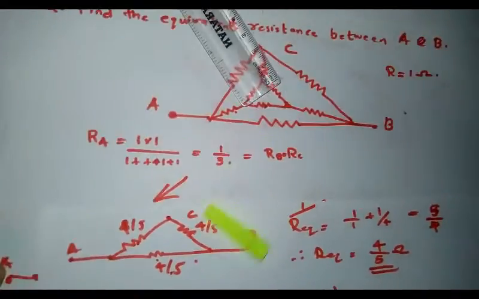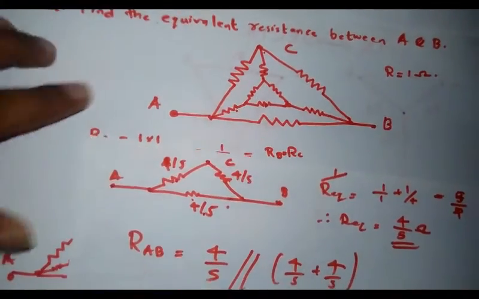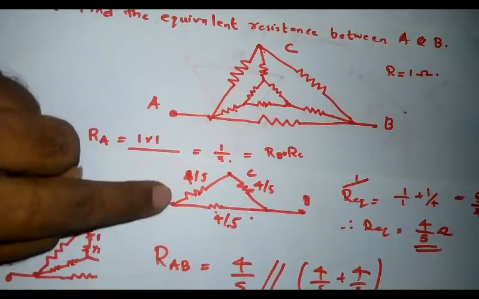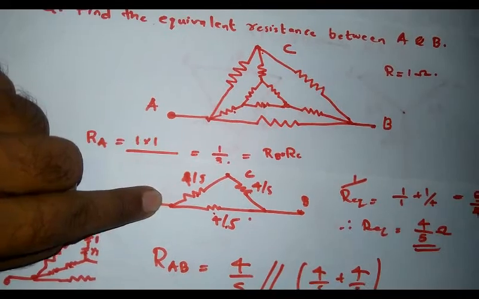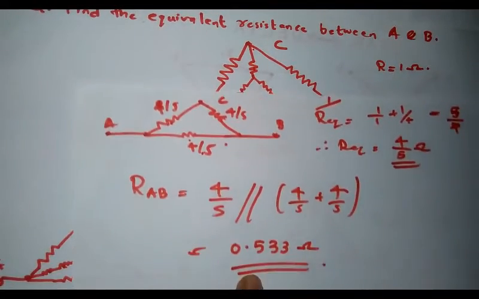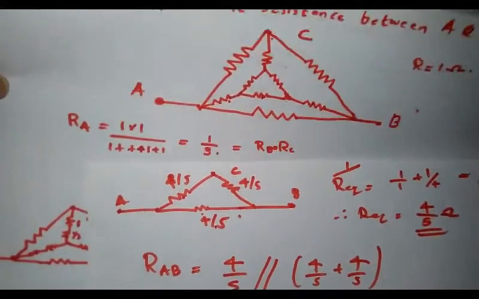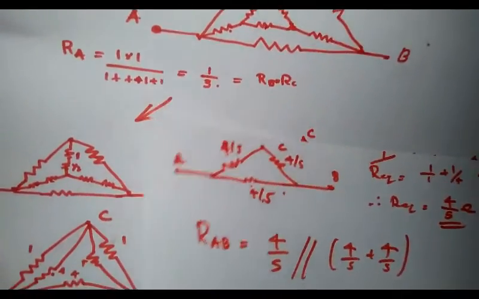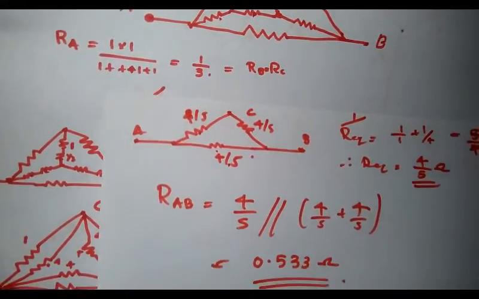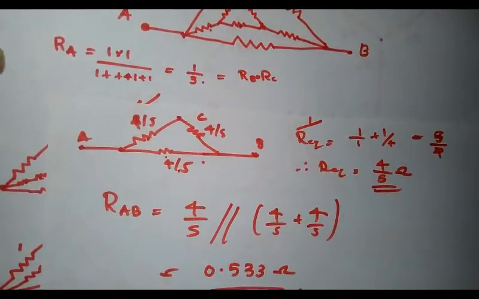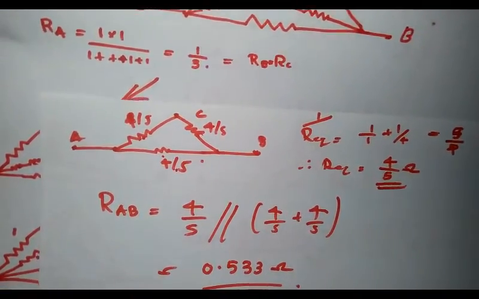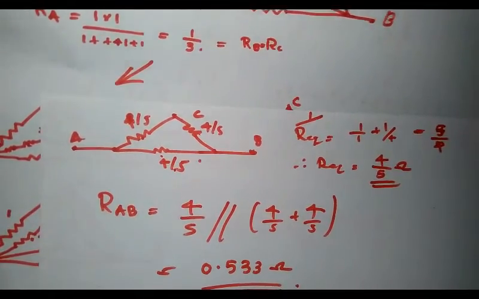Therefore, by going through the question again, I have simply reduced this circuit into a simple delta connection network, and from that I can represent the equivalent resistance as 0.533 ohm. This is a very simple and basic problem-solving method using the star-delta conversion technique. We have to carefully understand the different equations that have been used so that we can simply solve the problem. Thank you.